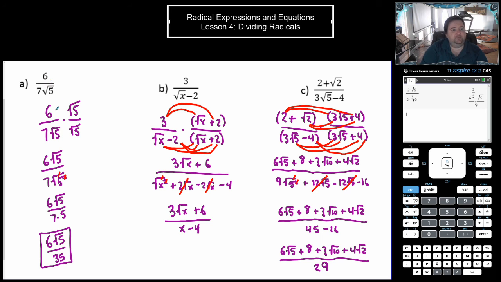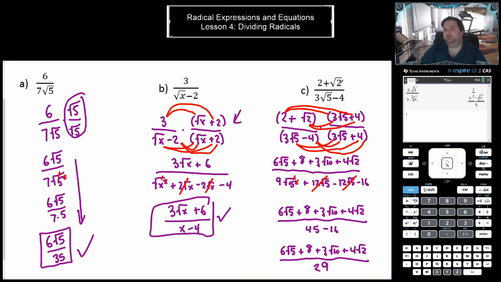6 divided by 7 root 5, you rationalize the denominator. When that happens, you simplify down to 6 root 5 over 35. This doesn't really get reduced anymore. Okay. Let's look at this. You are going to multiply by the conjugate, and then you're going to FOIL. When you FOIL, you're going to eliminate some terms, and you end up with this.